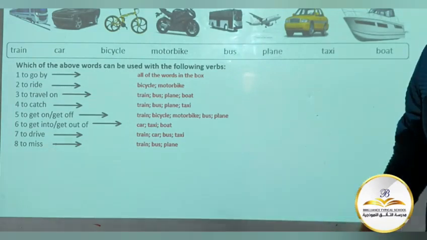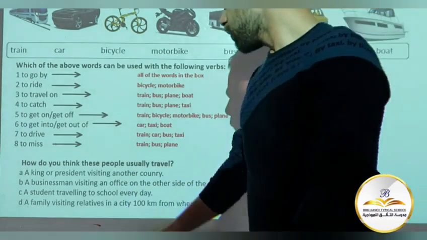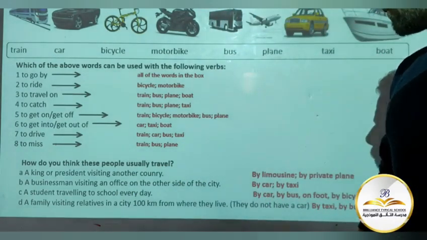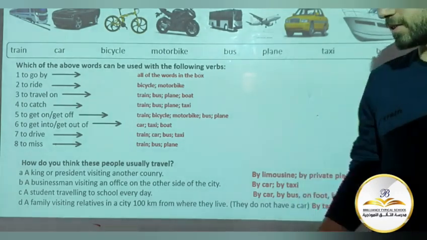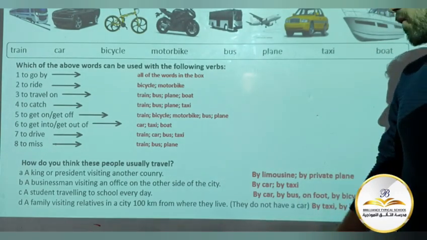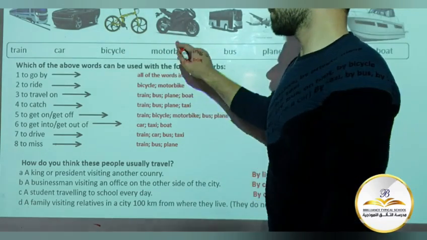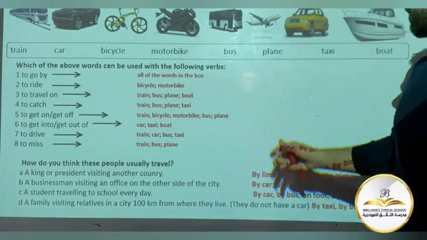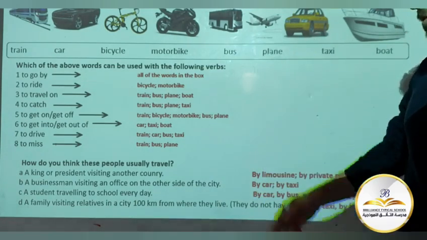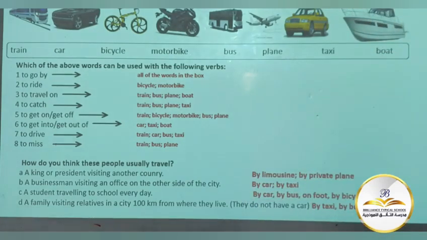Okay, now, how do you think these people usually travel? If we have a king or a president visiting another country, what is he going to use? He's going to use a bicycle or a motorbike? It's not good, is it? He's going to pick up a taxi. Maybe he's going to travel by a limousine or by a private plane.